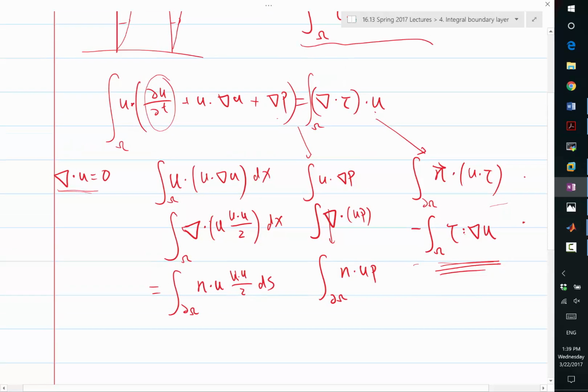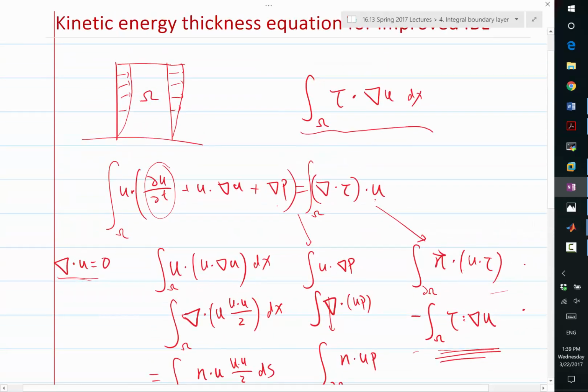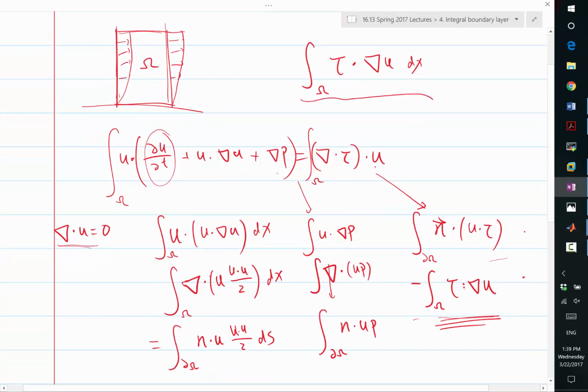And let's apply this to such an omega that is bounded by two vertical lines orthogonal to the wall, and the wall itself, and a top wall that is parallel to the wall.